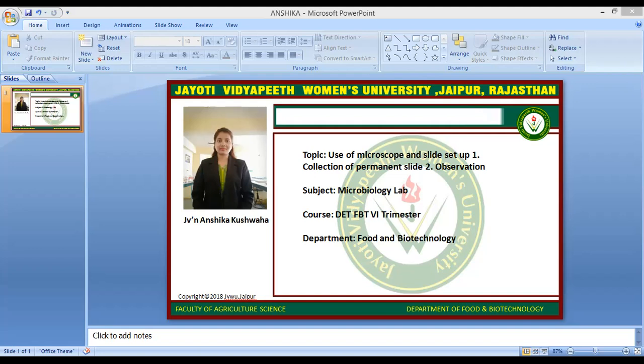Then next, what is the principle of light microscope? The rays emitted from the light source pass through the iris diaphragm and fall on the specimen. The rays passing through the specimen are gathered by the objective and the magnified image is formed. This image is further magnified by the ocular lens to produce the final magnified virtual image.